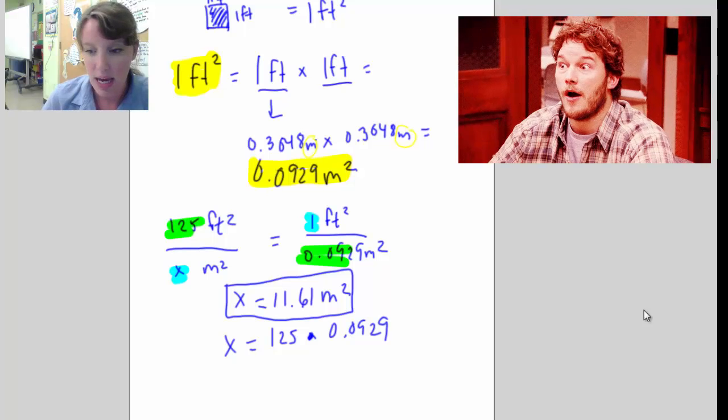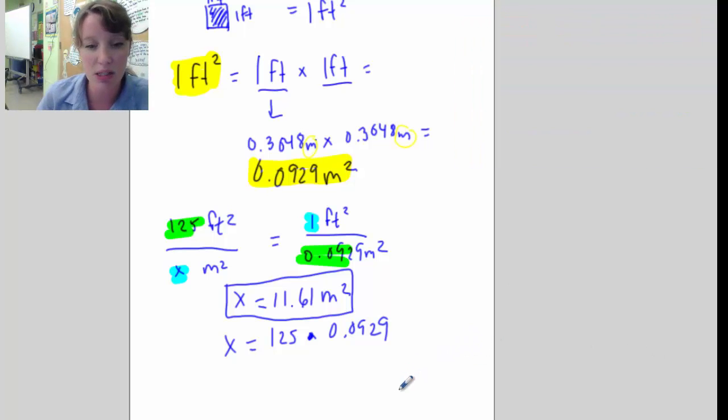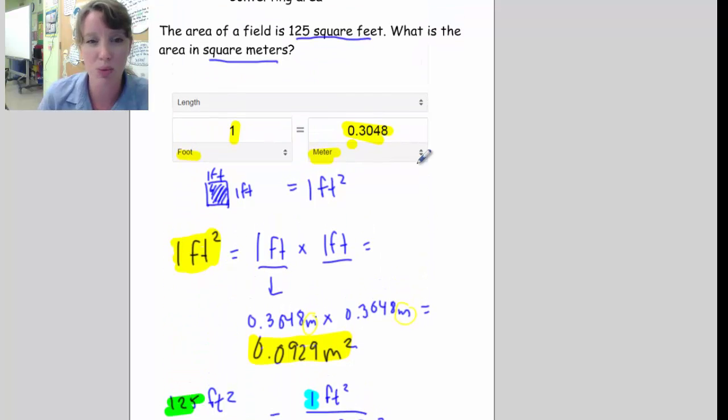All right, and that is the end of our lesson for today. So you learned how to convert single measurements. You learned how to convert 2 measurements in one problem, and you also learned how to convert measurements that are like square measurements.